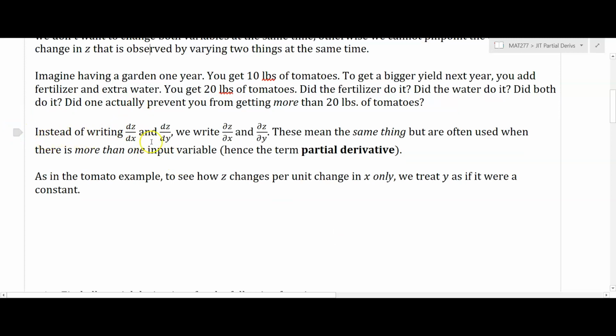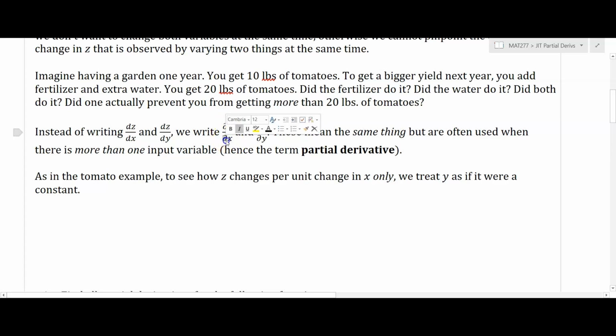So instead of writing one derivative, we're going to have two derivatives. How does z change when x changes? And how does z change when only y changes? This is how we would write it in calculus. In multivariable calculus, we use this thing called the partial operator, and you could still say this is dz dx.